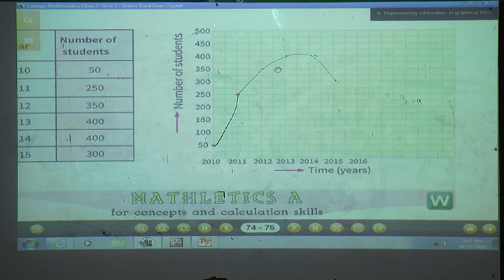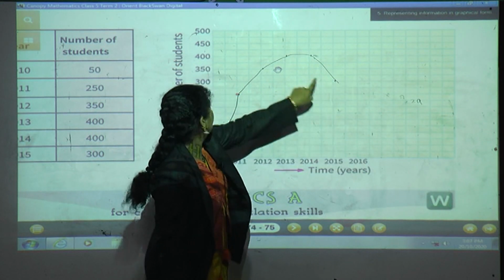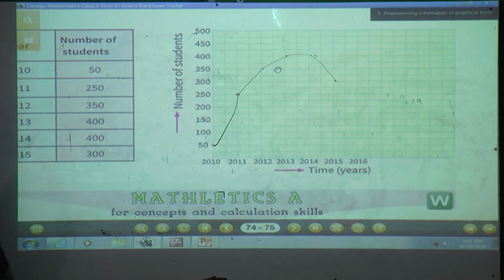Now C1. In which year was there a fall in the number? Yes, students? Yeah, very good. In 2015. See, you can see the line graph here. Okay. Now B1. What do you think could be the reason for the fall? You can say as you want, students.